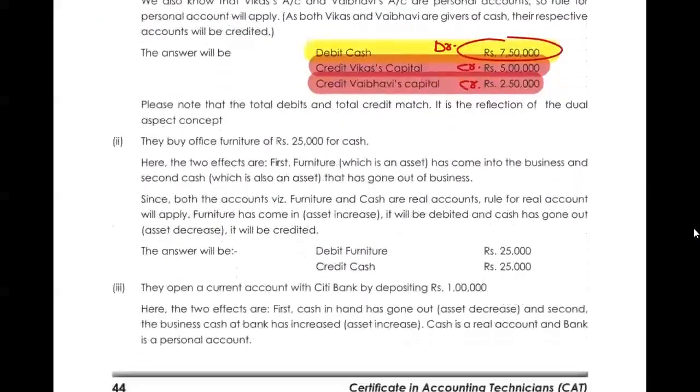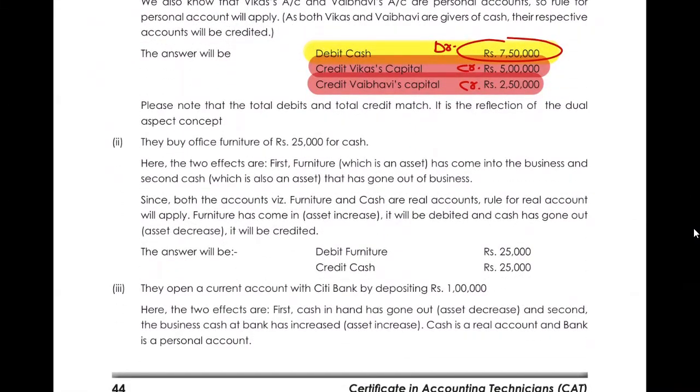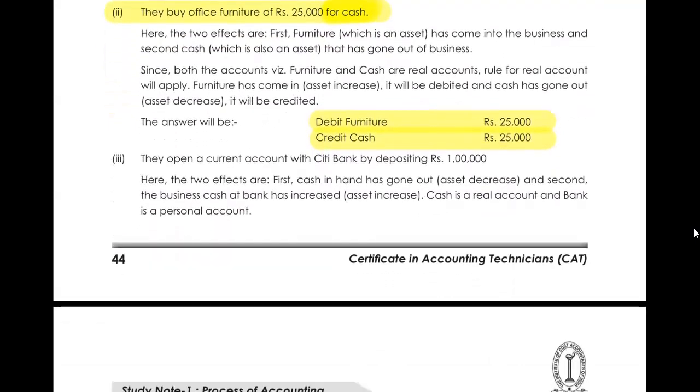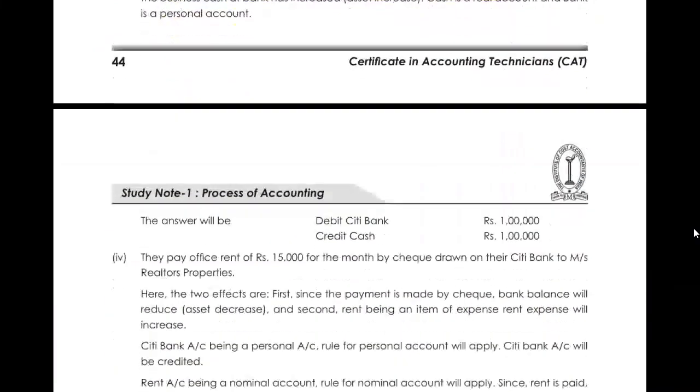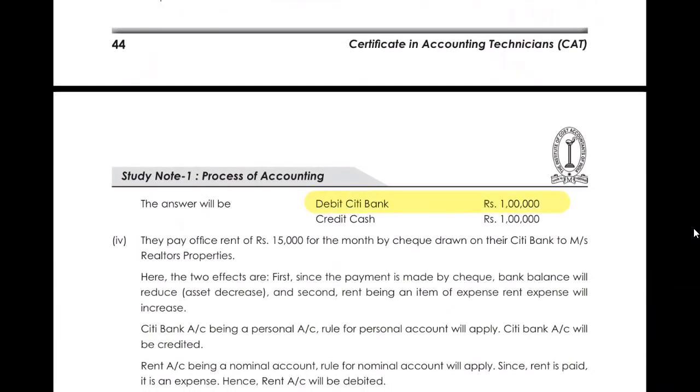Let's see another transaction. You guys will now be the expert of these transactions. They buy office furniture of rupees 25,000 in cash. So furniture is coming in. We will debit the furniture by 25,000, but they have purchased for cash, so credit the cash by 25,000. Perfect. Now they have opened a current account in Citibank by depositing 1 lakh rupees. So cash has gone out and the bank balance has come in. If bank is coming in, we have the bank balance, so debit the Citibank by 1 lakh. And if cash is going out, we will feel bad, so it would be a credit of 1 lakh.